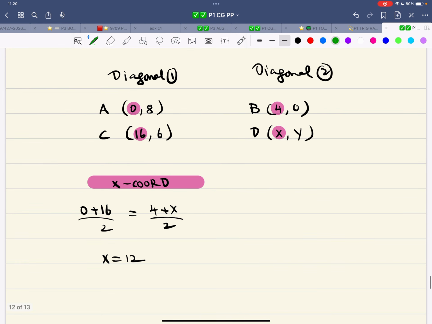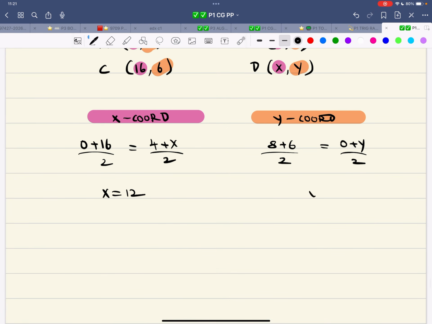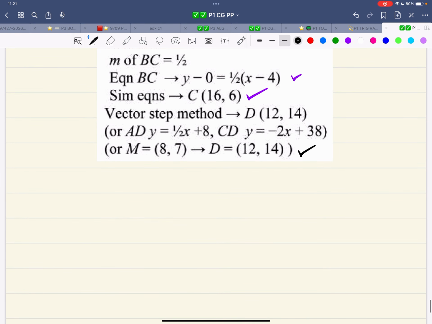Similarly, if I choose this orangish, so this 8, 6, 0, 4. So that is the Y coordinate. So that is 8 plus 6. The midpoint of the diagonals is the same, whether it's for X, whether it's for Y. So this is equals to 0 plus Y divided by 2. And this Y comes out to be 14. Therefore, the coordinates of D is 12, 14. So D is 12, 14, all good.